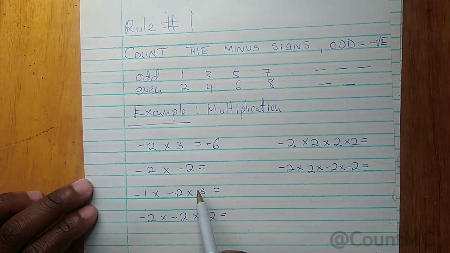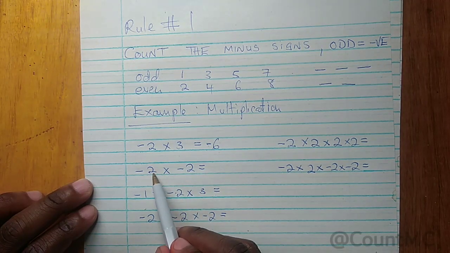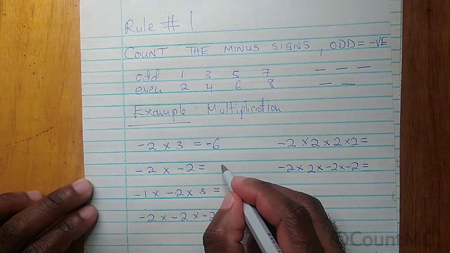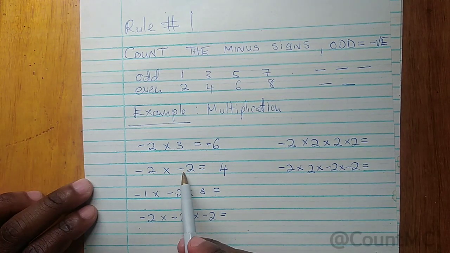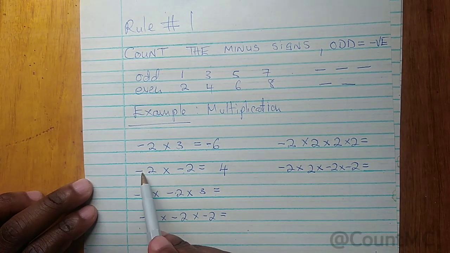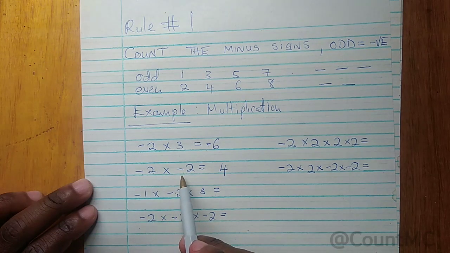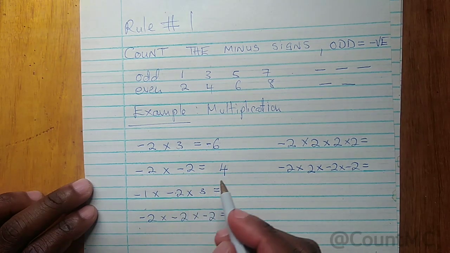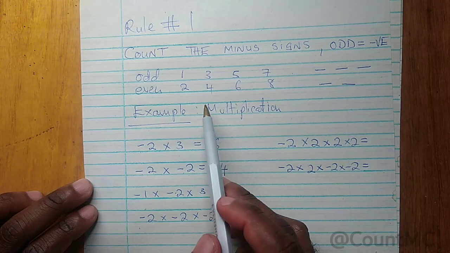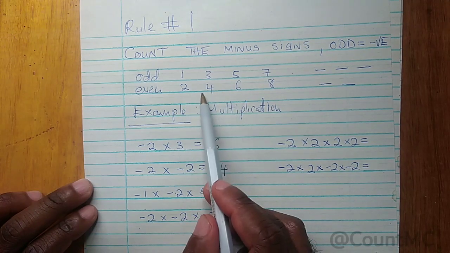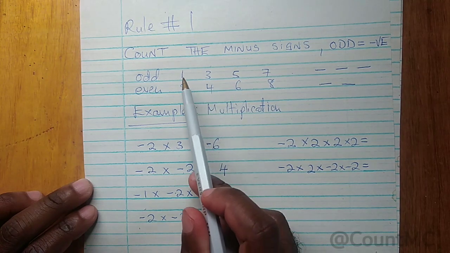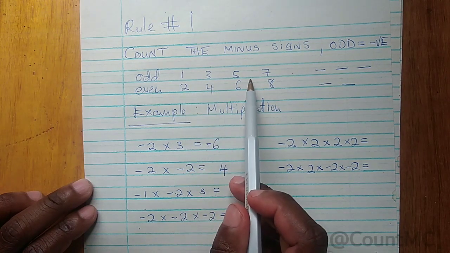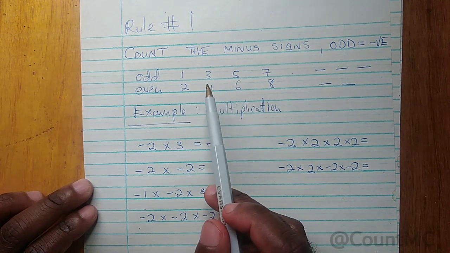Minus 2 times minus 2, you multiply the numbers first. 2 times 2, you get a 4. Now you multiply minus and minus. Are they odd or even? We have 2 minus signs, so it's even, so it will be a positive. Okay. So what you only need to worry about is, are they odd? So long as they are odd, it's a negative.